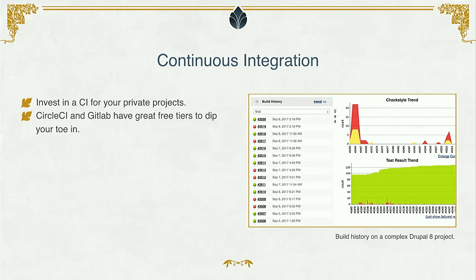If you're using a pull request workflow, it might run your test suite every time you submit a pull request. Other workflows, it might run them every time you merge into a branch or something like that. If you don't have a lot of time to invest in continuous integration infrastructure, there are platforms like GitLab and CircleCI, which have great free tiers, really easy to set up to run all of these different types of tests.